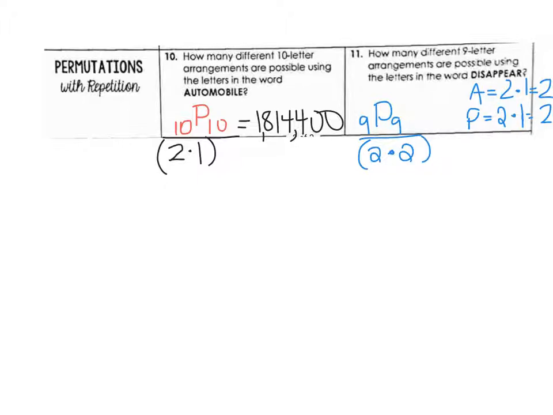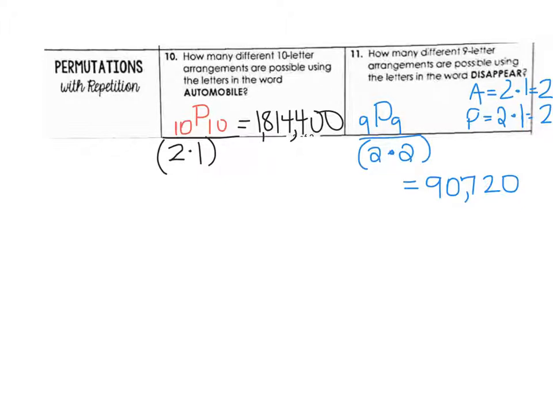If you use parentheses around the bottom in your calculator, it will handle that just fine. So we need to do 9P9 divided by, you either do parentheses 2 times 2, or you can just divide by 4. That equals 90,720.